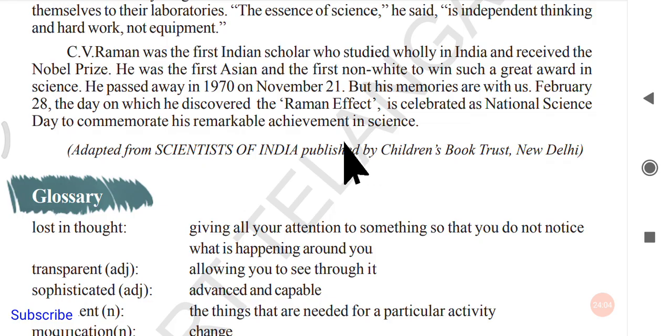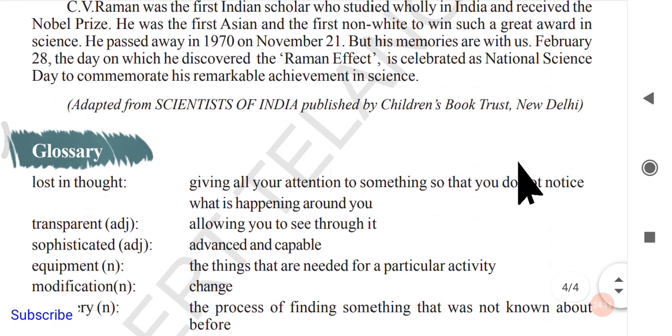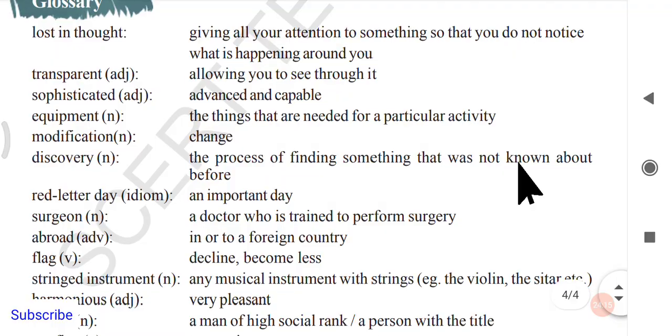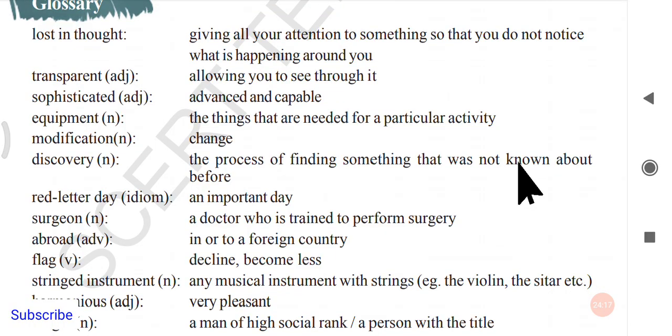This lesson was adapted, in the sense taken, from Scientists of India, published by Children's Book Trust, New Delhi. So you have some glossary here. You can go through this if you have any time, or if you have the textbook. But we shall again go through this glossary in a grammar video. No need to worry.